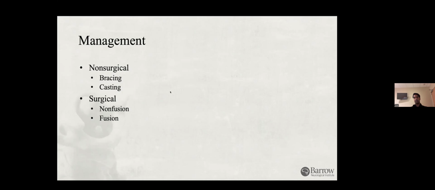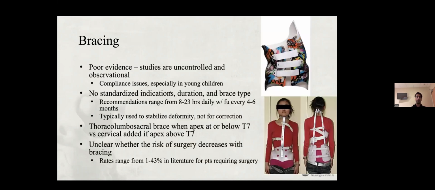And even these non-surgical and or non-fusion options will almost inevitably result in fusion as long as their deformity continues to progress or is sizable to begin with. For bracing, the problem is that we don't have the greatest evidence. It's very hard to do a randomized control trial for this, and so the studies are uncontrolled and largely observational. And one of the largest issues is compliance.